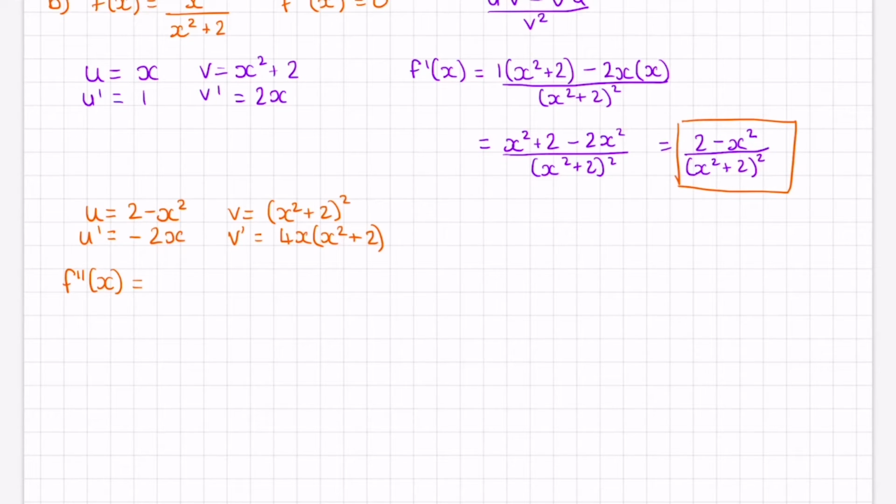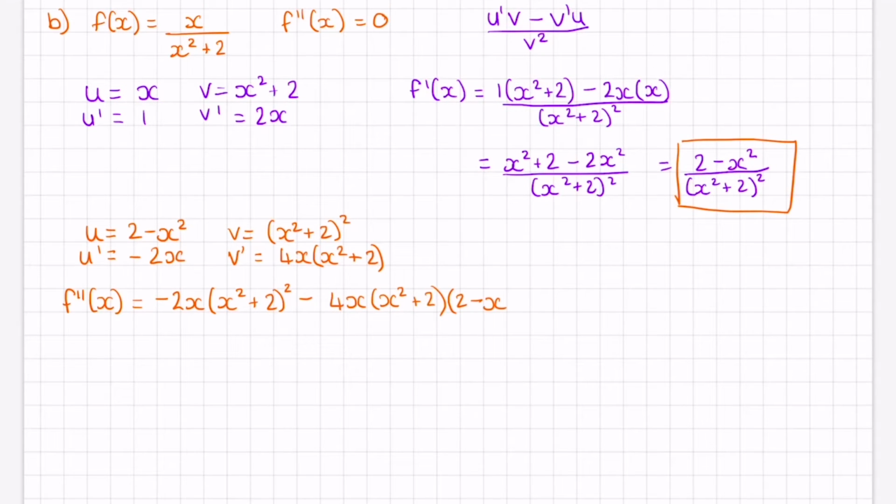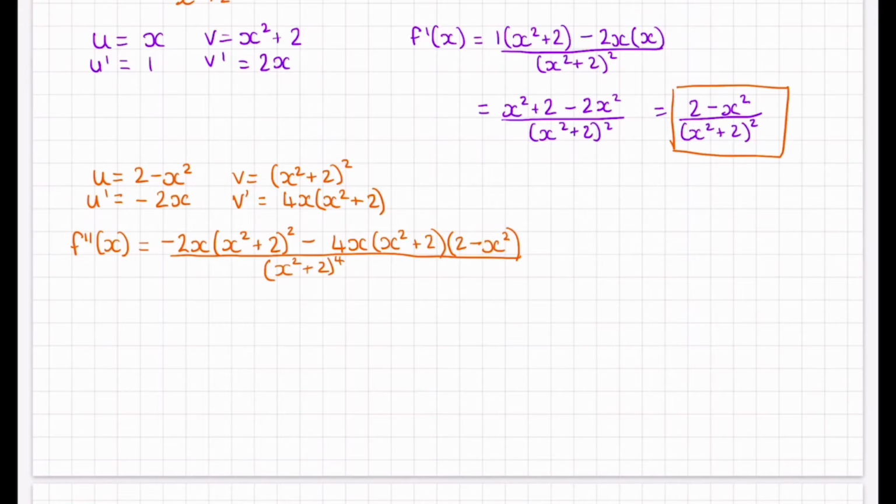which is u dash times v minus v dash times u, all divided by v squared, which will give us x squared plus 2, and the squared will give us the power of 4. So from here, it's really having a good knowledge of factorising to know where to go.